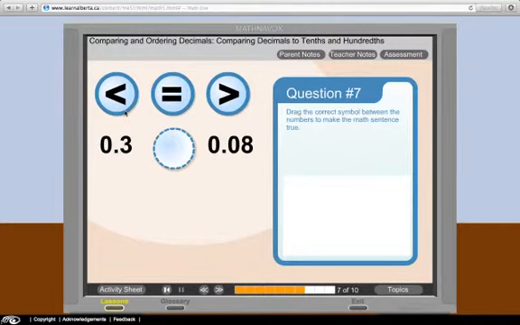All right, if I'd be looking at this, we have 3 tenths and we have 8 hundredths. Remember, you can always add that extra 0 here. That would be 0.30, and this is 0.08.